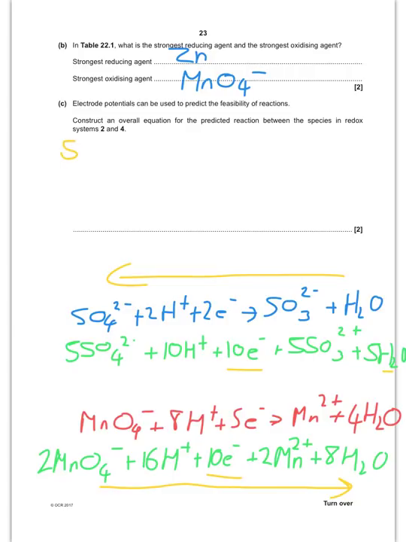I'm going to have 5H2O plus 5SO3 2 minus, that should be. Let's just get rid of that. That should be a minus.